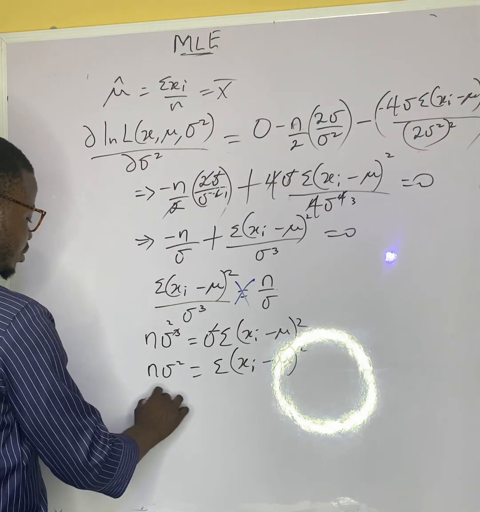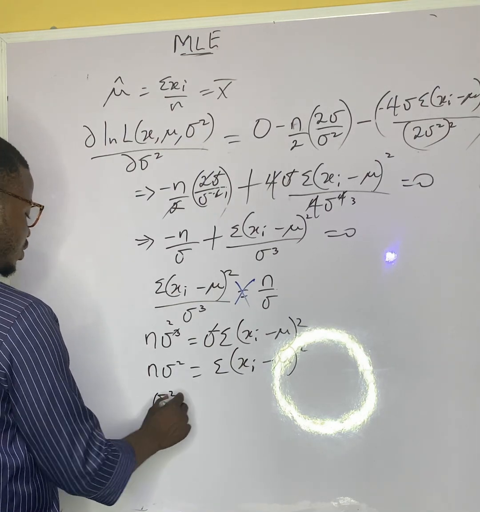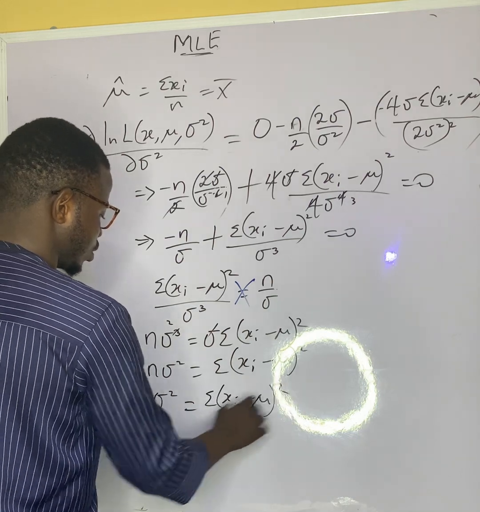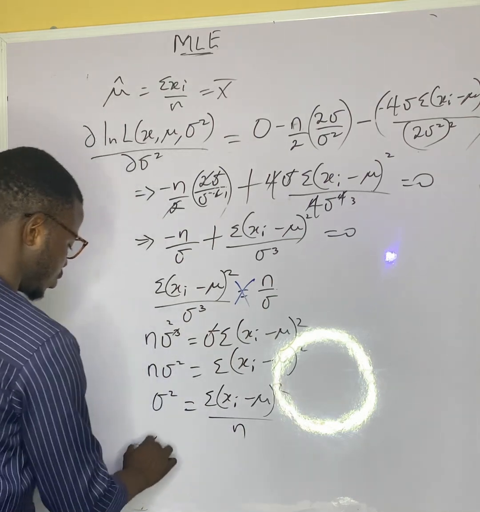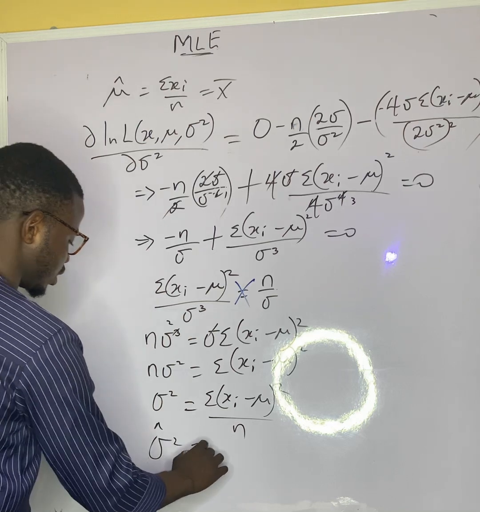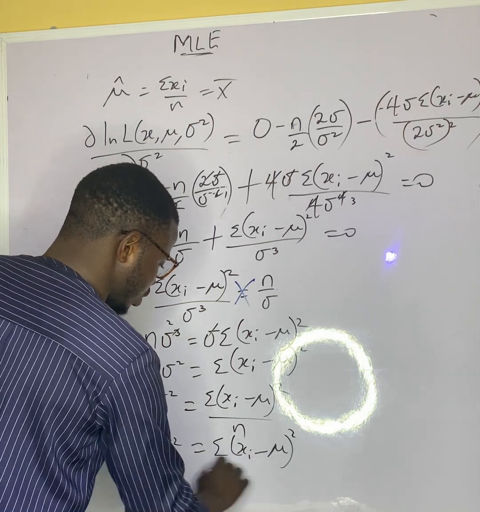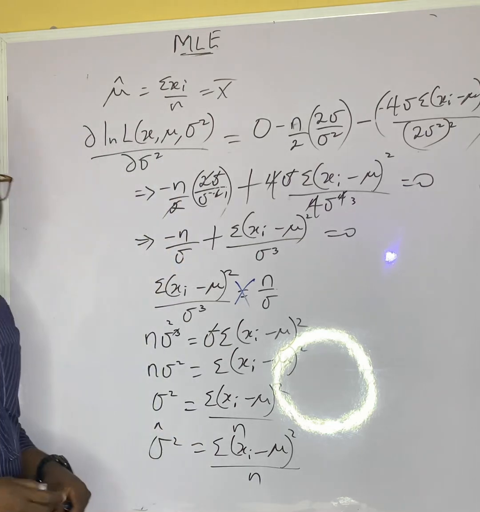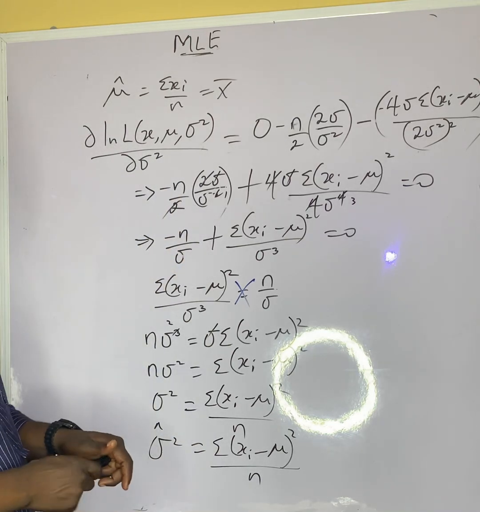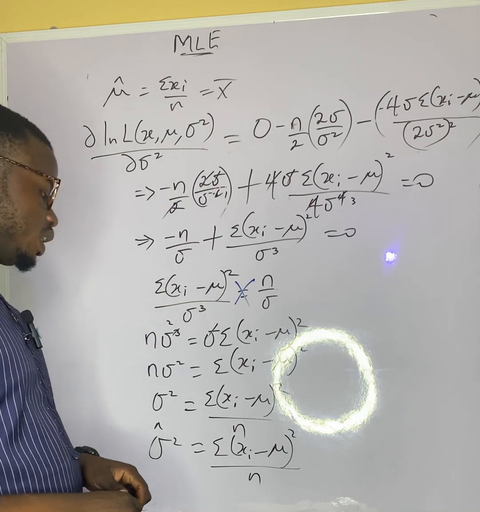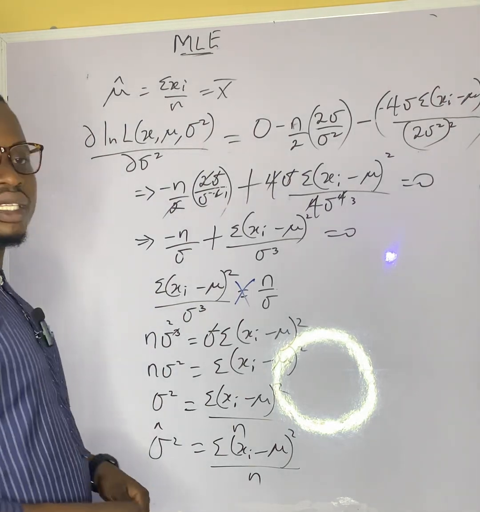So now we are looking for the estimate of sigma square, and that will be summation xi minus mu all squared over n. So the estimate of sigma square is equal to summation xi minus mu all squared over n. So that is the maximum likelihood estimate for the mean and the sigma square from a normal population, for a normal distribution.